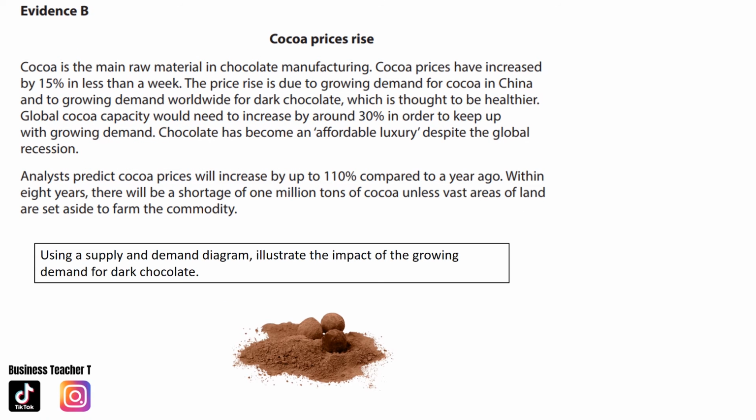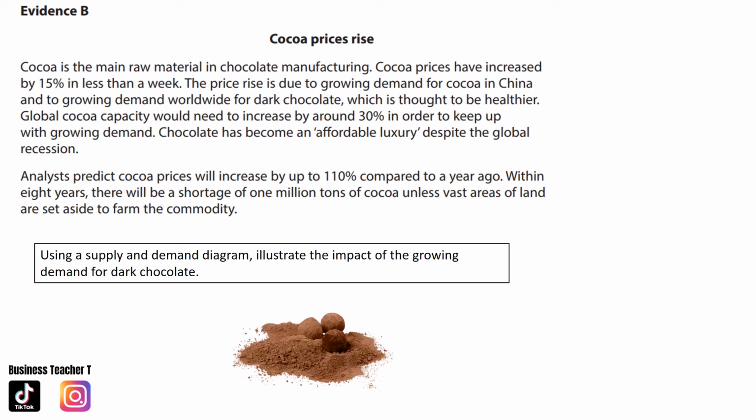On to another question. Using a supply and demand diagram, illustrate the impact of the growing demand for dark chocolate. Now on to the extract. Cocoa is the main raw material in chocolate manufacturing. Cocoa prices have increased by 15% in less than a week. The price rise is due to growing demand for cocoa in China and to growing demand worldwide for dark chocolate, which is thought to be healthier. Global cocoa capacity would need to increase by 30% in order to keep up with growing demand.